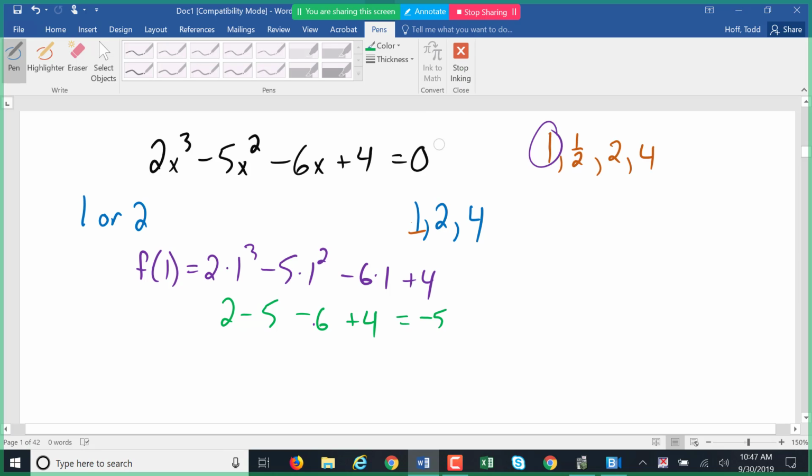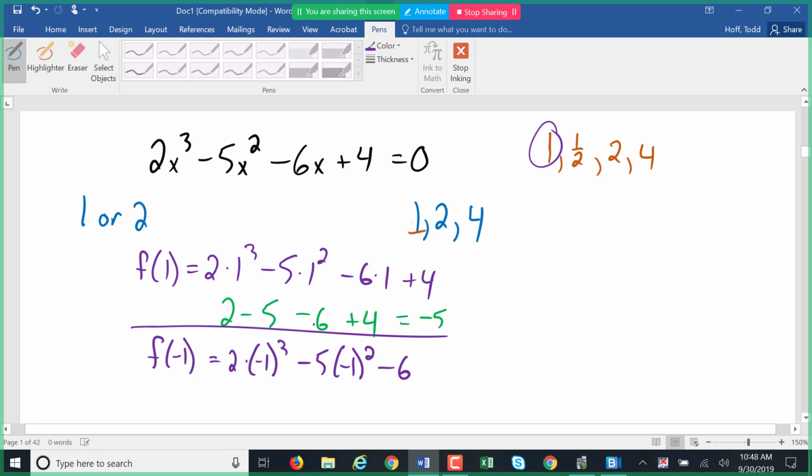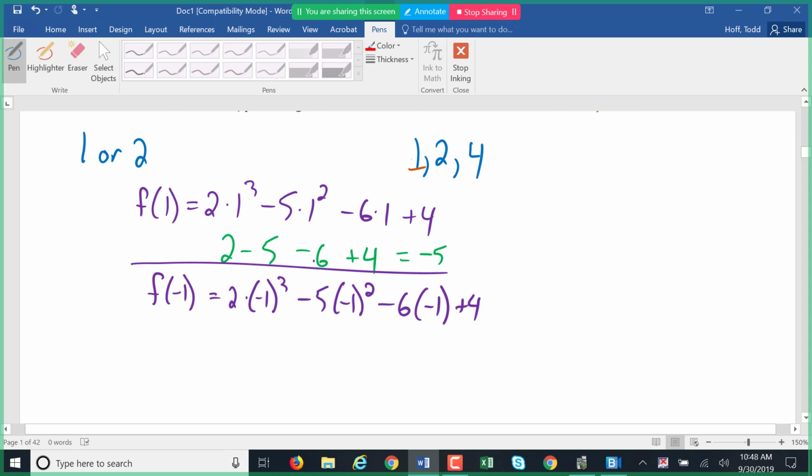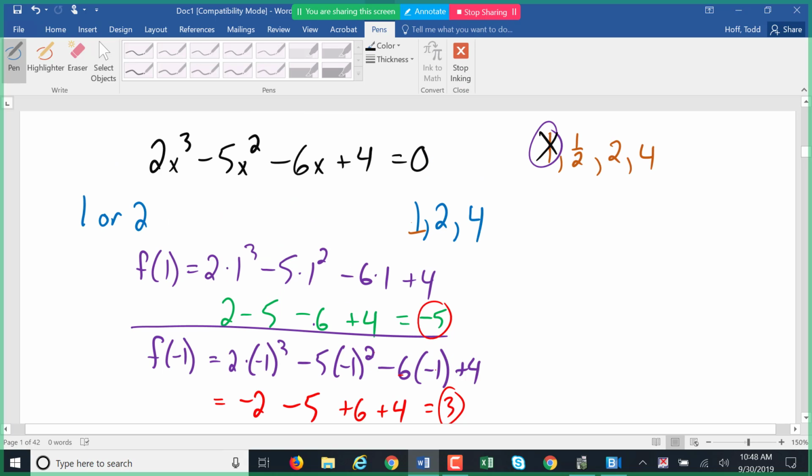Let's try -1. So it's 2 times -1 to the third minus 5 times -1 squared minus 6 times -1 plus 4. -1 to the third is -1, so times 2 is -2. -1 squared is +1 times -5 is -5. Negative 6 times negative 1 is positive 6 plus 4. Well, that comes out to be a positive 3, so negative 1 does not work either. So we've eliminated 1.